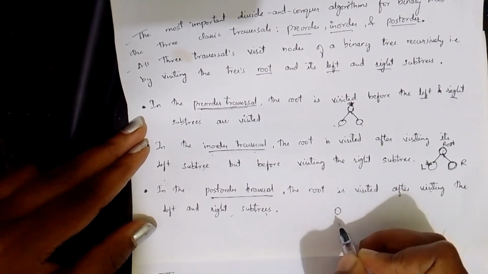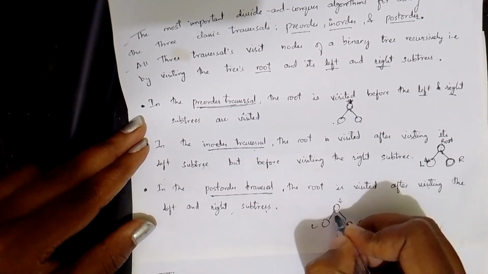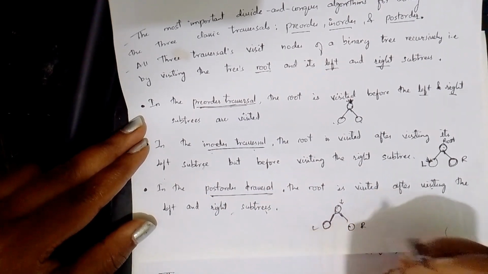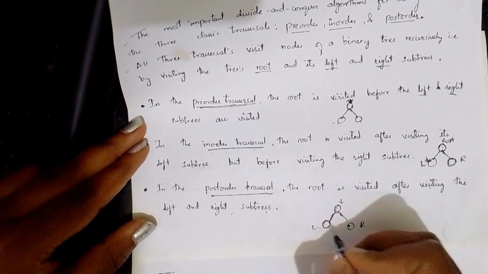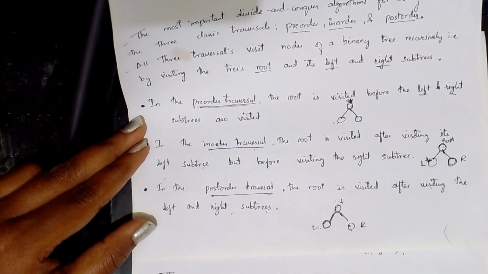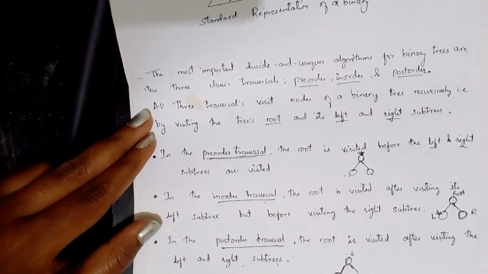If we have this root and this left and right subtree, here in postorder we are going to visit first left and right. After that, we are going to visit our root. This is how our three traversals are given.